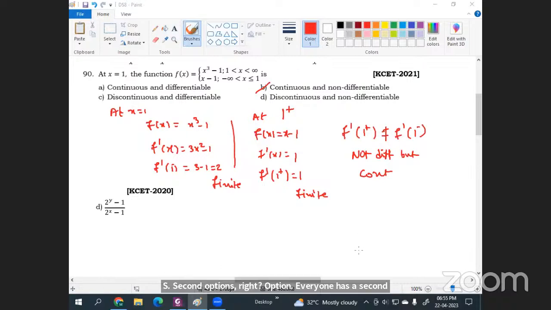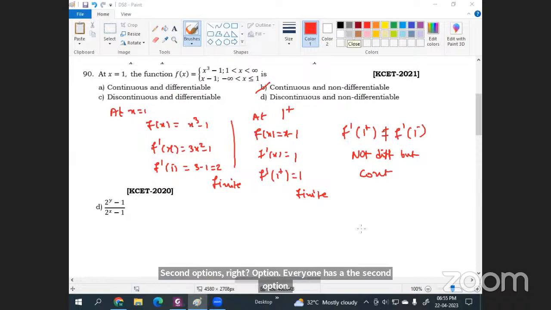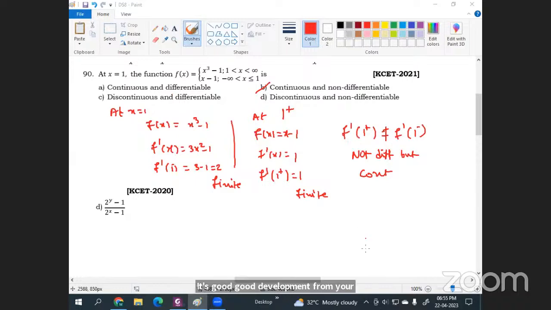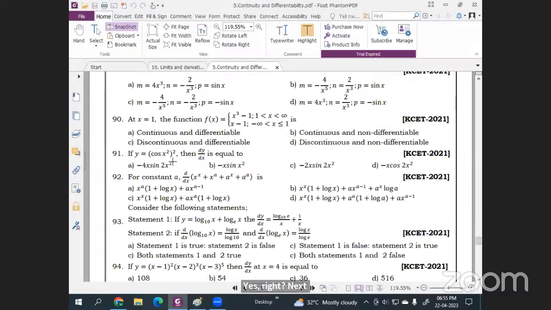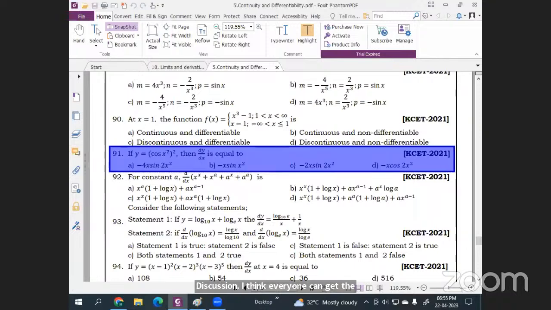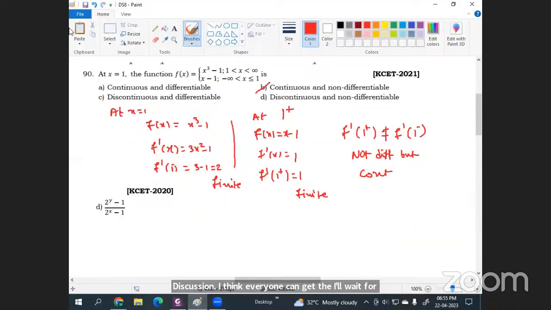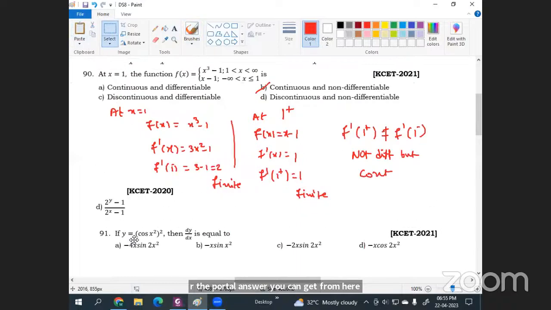It's good. Good development from you people. Bhumika, Mohan, Bhagyasri, right? Hemastri, Nagapriya, Aditya. Yes. Right. Next. This question I think everyone can get. I'll wait for the answer you can get from here. Right. Try this one now.